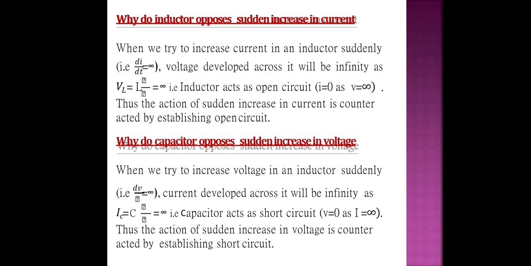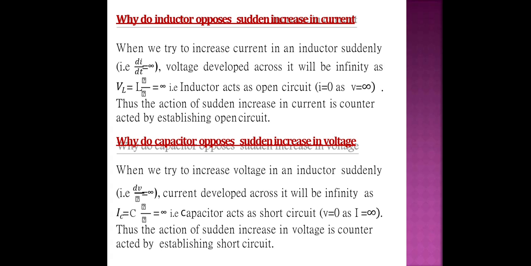That is, the inductor acts as an open circuit, the current is equal to 0 and the voltage tends to infinity. Thus the action of a sudden increase in current is counteracted by establishing an open circuit. If there is a maximum sudden increase in the current, the circuit acts as an open circuit, the voltage should be infinite, and the current must be 0. So that is the sudden change in the circuit behavior due to the current passing through the inductor.